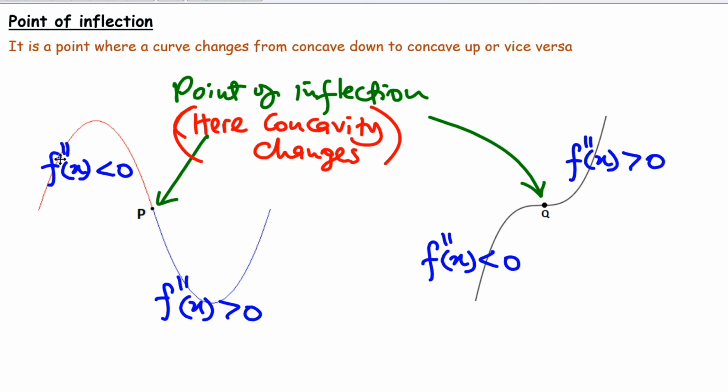So these are the key things that you need to remember whenever you have a question asking about point of inflection.